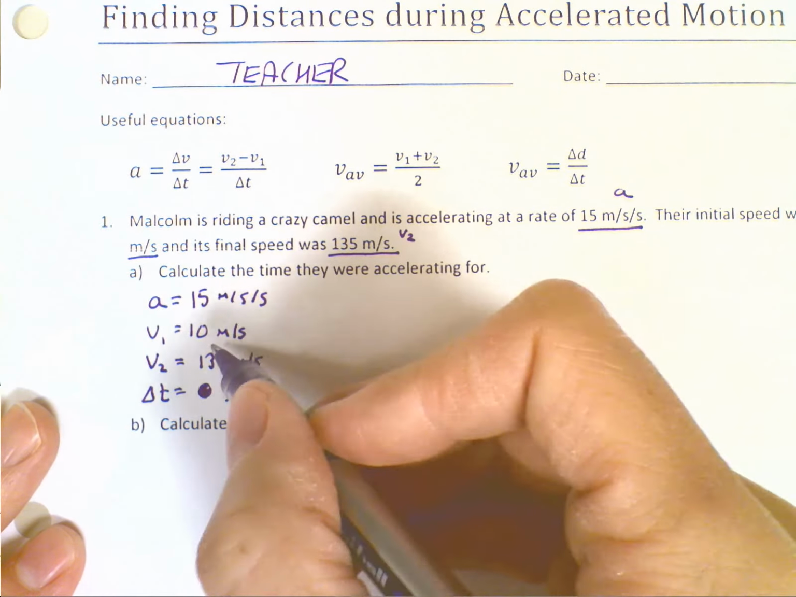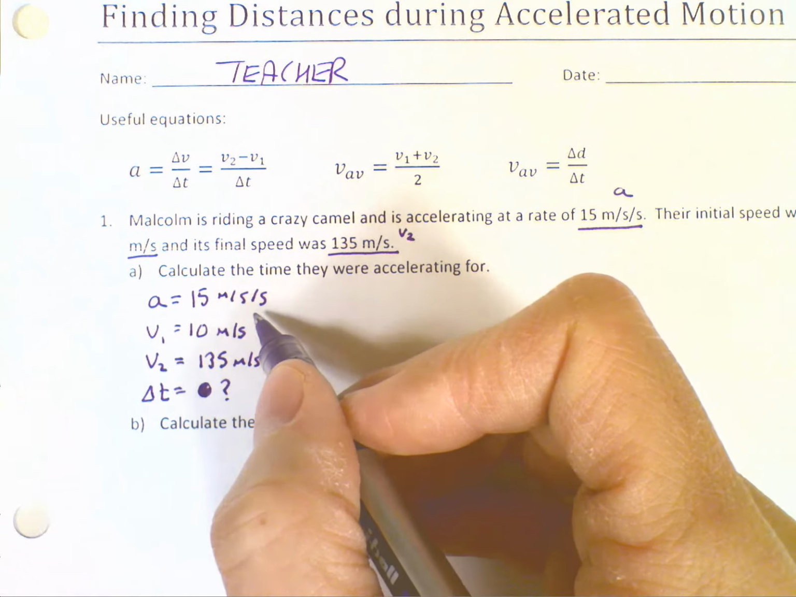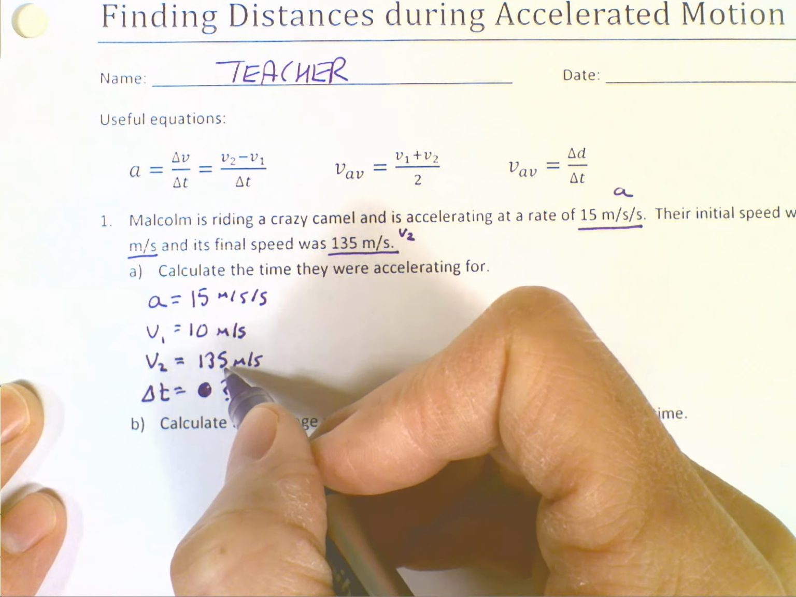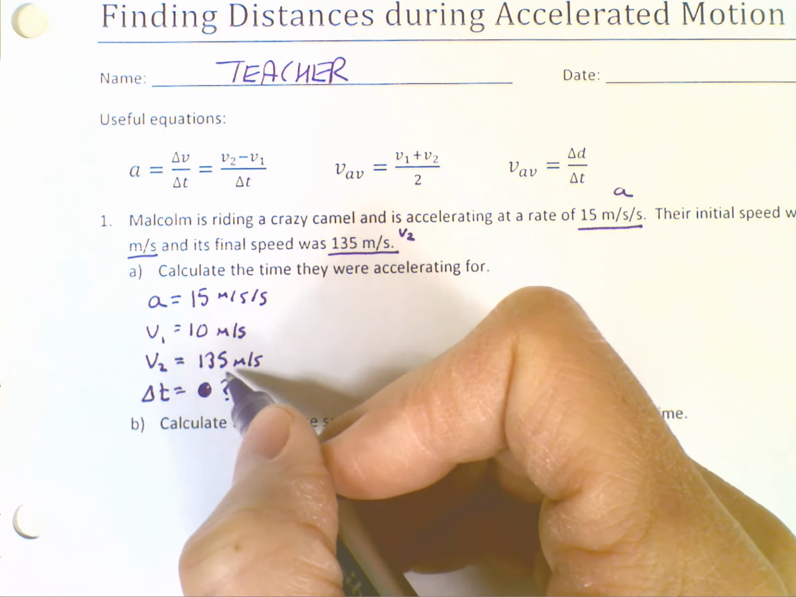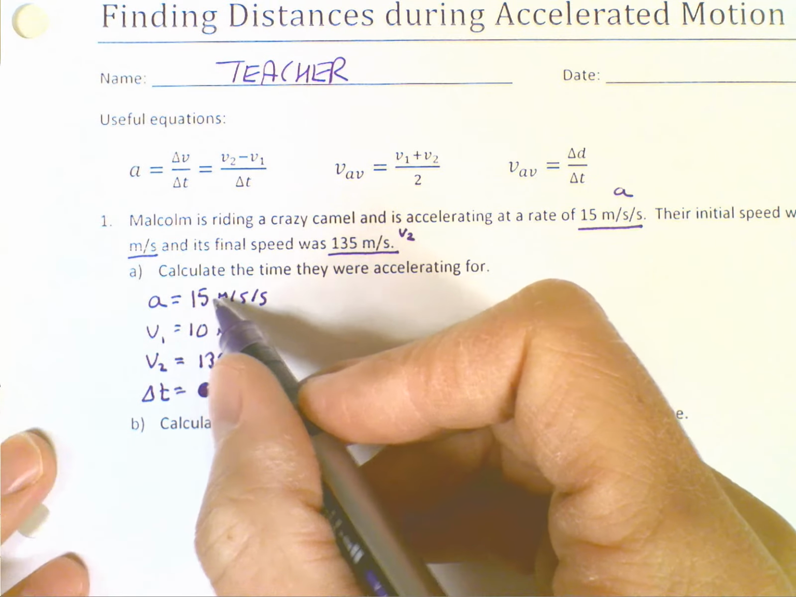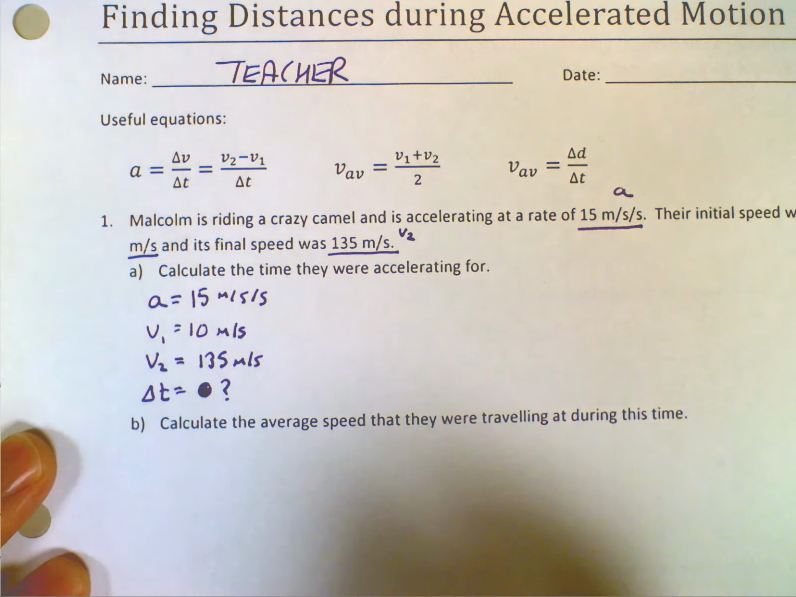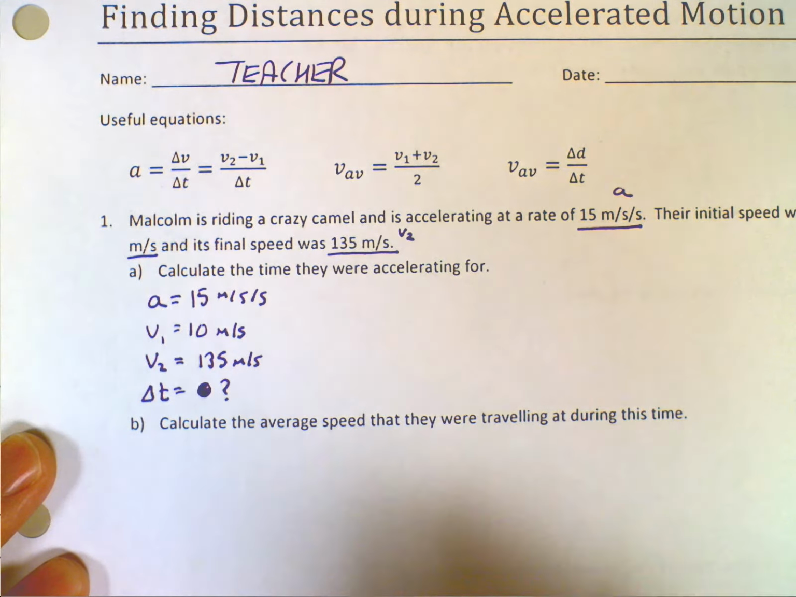Now clearly, it's starting at 10, ending at 135. So how many 15 meter per second increases are there to go from 10 to 135? I mean, just thinking about it, you'd be like, well, 135 and 10, that's 125 meters per second change. And how many times does 15 go into 125? And you would get a solution for the amount of time in seconds.